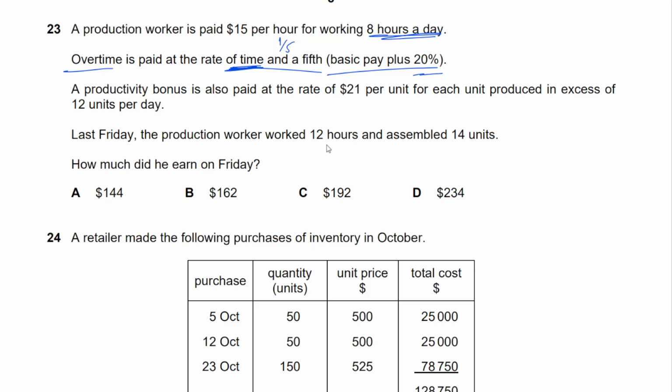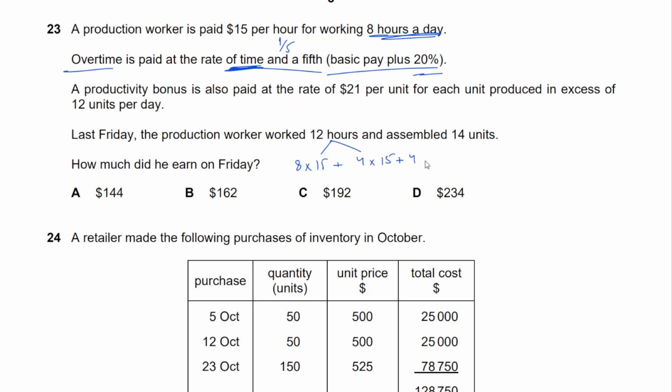So out of the 12 hours, for 8 hours, he got $15 each. Plus, for the remaining 4 hours, he got, well, he got 15.